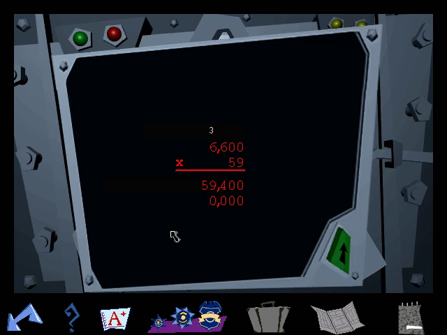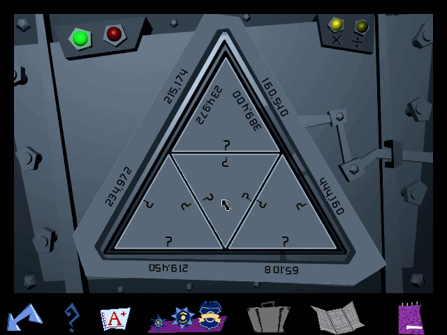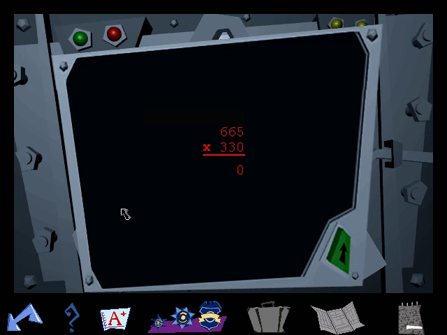Six times five equals 30. Oh. 0, 0, 0. No. 5 times 3 equals 15. 6 times 3 equals 18 plus 1, 19. 6 times 3 equals 18 again, plus. 5 times 3 equals 15. 6 times 3. Oh, right.